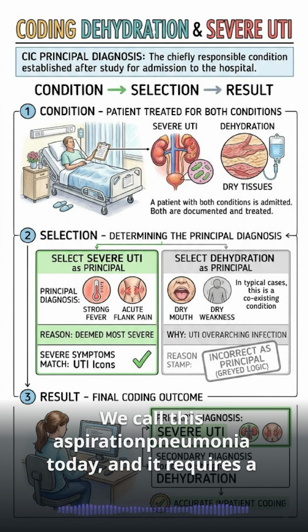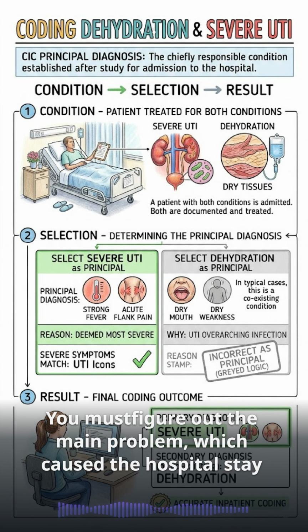You will read a lot of charts, where patients have heart and lung problems together. You must figure out the main problem, which caused the hospital stay in the beginning. This is why we read everything, from the emergency room to the final discharge summary. Taking good notes will help you when you are taking your big coding test soon.